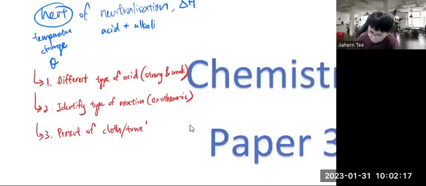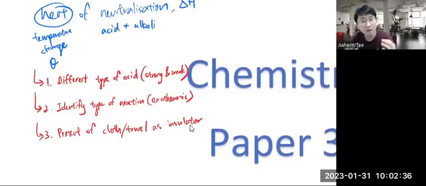If you all have heard that before, cloth or towel acts as an insulator. Because we know that when we do experiments that relate to heat, we need to try to reduce heat loss to the surroundings. We use a polystyrene cup, we use a cover to reduce heat loss to the surroundings. But from the list of apparatus and materials that we have, we are not provided with a polystyrene cup. Instead, they give you a towel, they give you cloth.